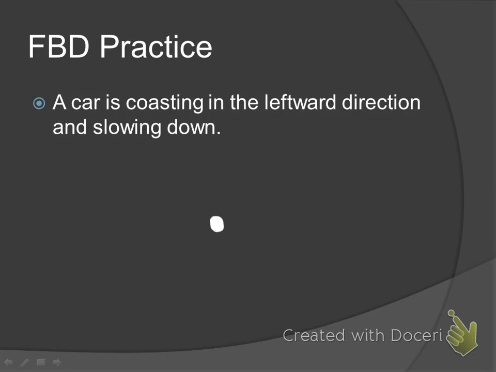Friction. And friction would be going which direction? To the right. Very good. So I'm slowing down in the leftward direction. I'm not applying any force because I'm coasting, but friction has got to be going to the right to slow me down. Okay? And then what about our vertical forces?